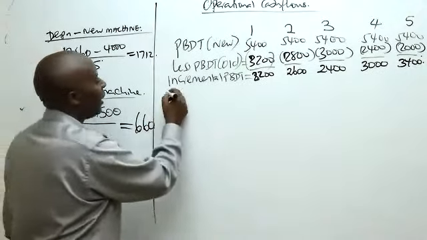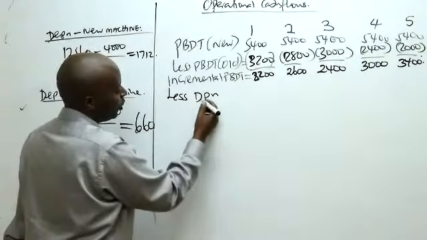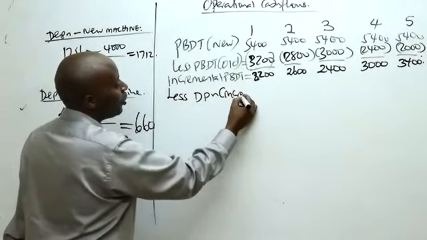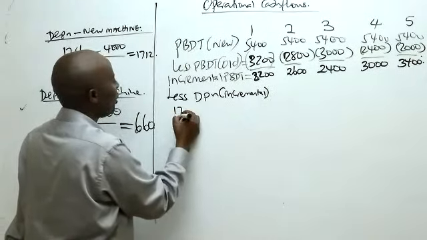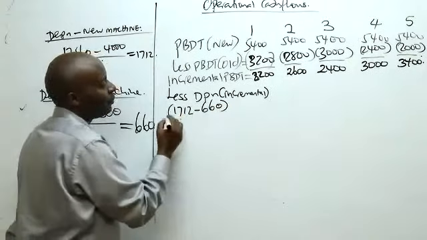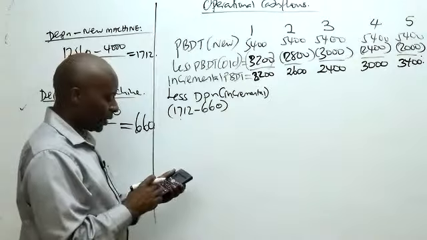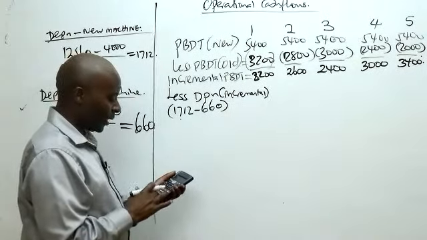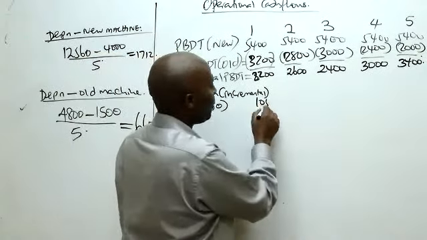So come and less depreciation here. And please remember this depreciation has to be incremental. The depreciation has to be incremental. So 1,712 minus 660 like that. Remember this is per annum, so every year. So we have 1,712 minus answer, which gives me 1,052. So we have 1,052 throughout.